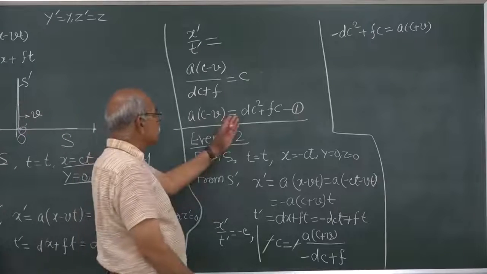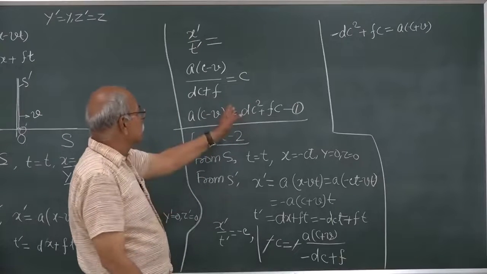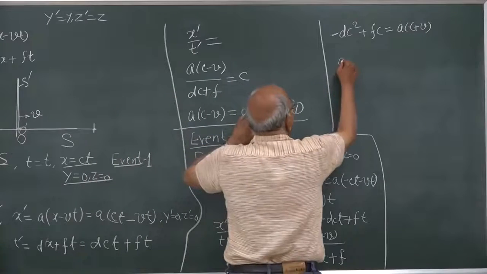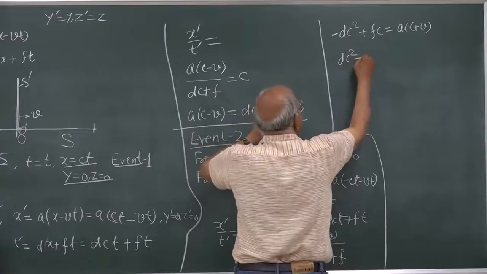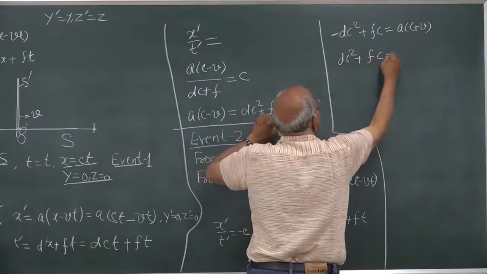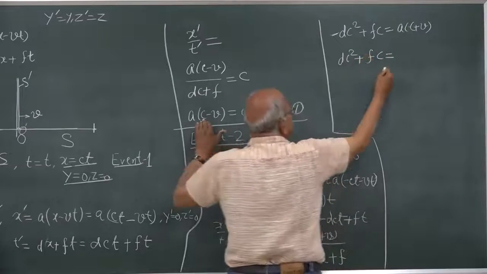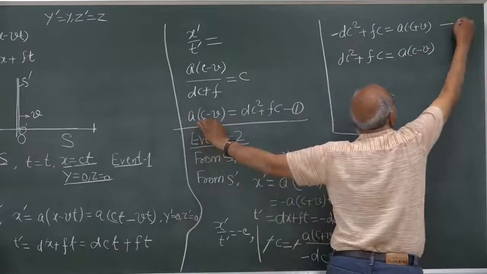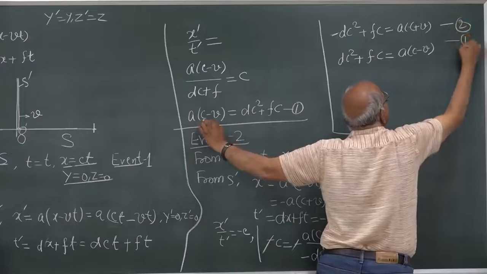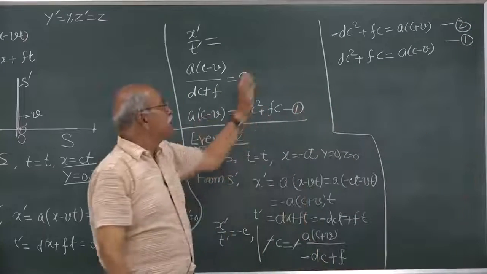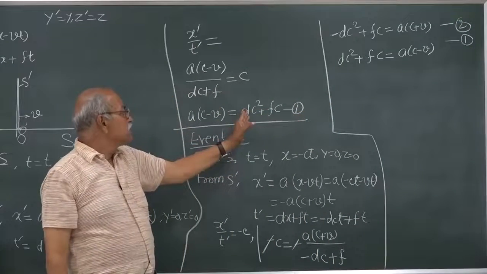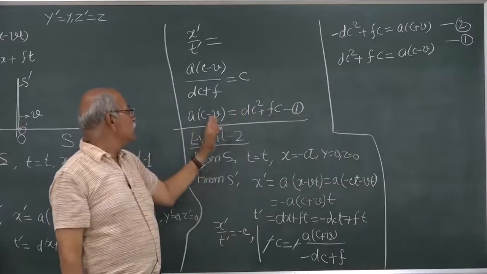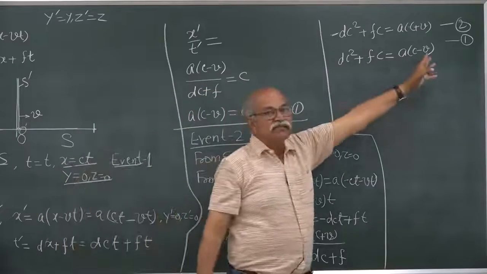Now, look at this equation and this equation. Let me write this equation again. So, minus D c square and plus F c is equal to A into c plus v. This was my second equation, this is my first equation. First equation I am rewriting. So, D c square plus F c is equal to A into c minus v.